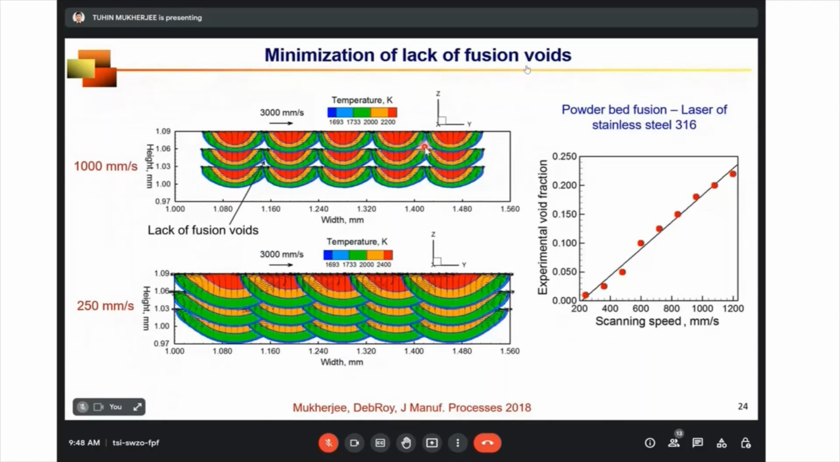You can probably go slowly. If you reduce your scanning speed, that means per unit time, you are depositing more energy at the same location. That will melt more material. So the size of the watermelon will be significantly increased, which will reduce the white region. That means if you scan slowly, you can effectively reduce the lack of fusion, which is also consistent with the experiment. When we go to the shop floor and do the experiment, we find exactly the same story.